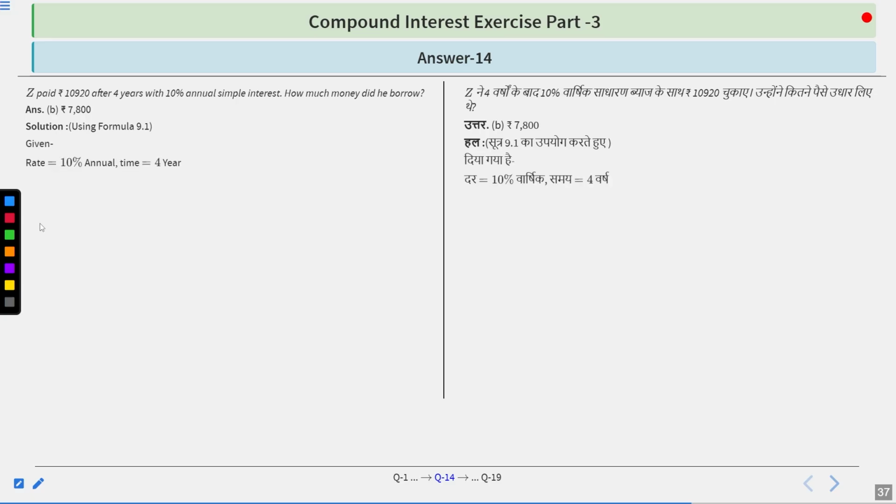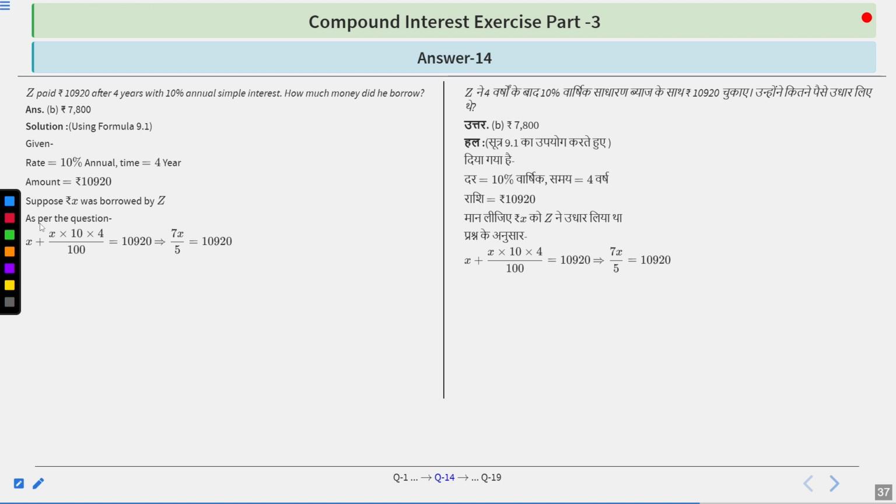It is given that rate is 10% annual, time is 4 years, and amount is 10,920 rupees. Suppose rupees X was borrowed by Z, then as per the question, X plus X into 10 into 4 upon 100 should be equal to 10,920. Principal plus interest is equal to amount. Principal that we have assumed to be X, plus interest. Simple interest is P into R into T upon 100. That is equal to the amount, which was already given in the question, that is 10,920.